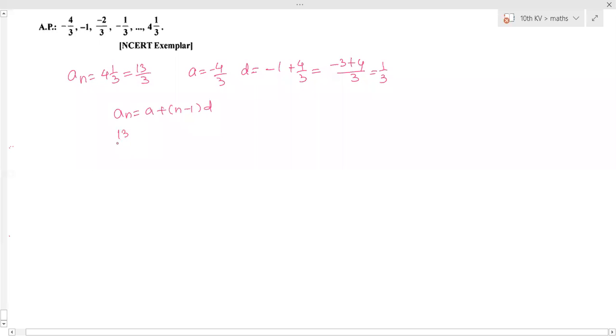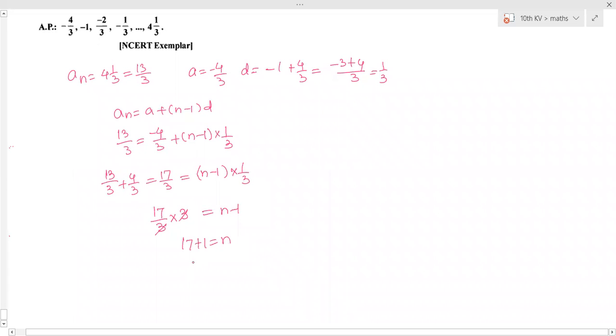So an is 13 by 3, a is minus 4 by 3, plus n minus 1 into d is 1 by 3. Now take this 4 by 3 on the other side. 13 by 3 plus 4 by 3 is equal to 17 by 3, which is equal to n minus 1 into 1 by 3. So 17 by 3 into 3. This 1 by 3 will go to the LHS, multiplied with 3, is equal to n minus 1. The 3 gets cancelled. 17 plus 1 is n, that is n is equal to 18.